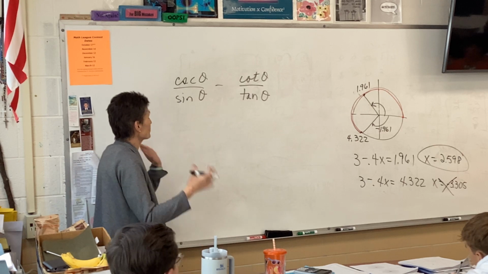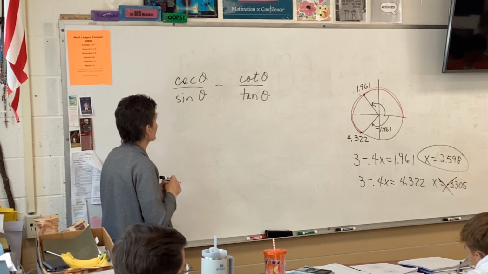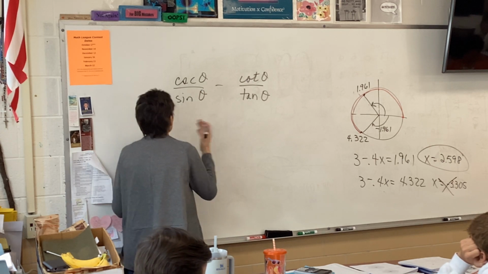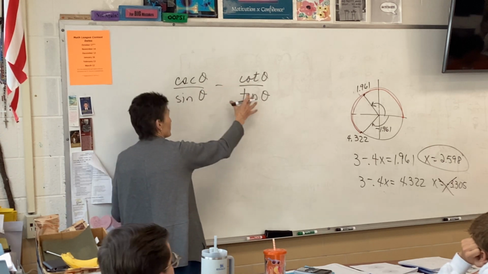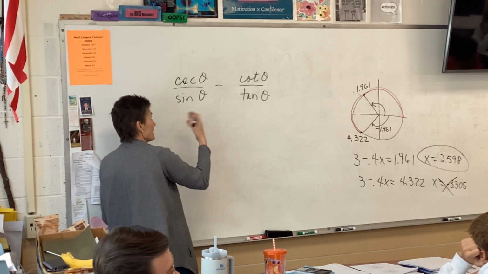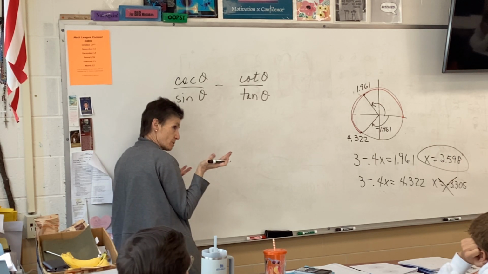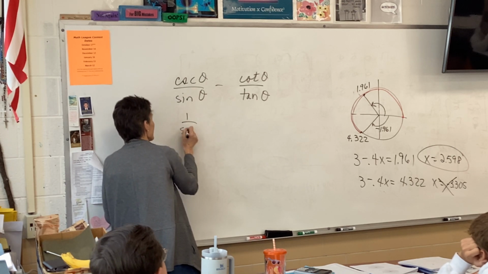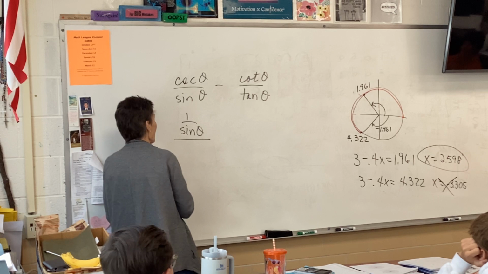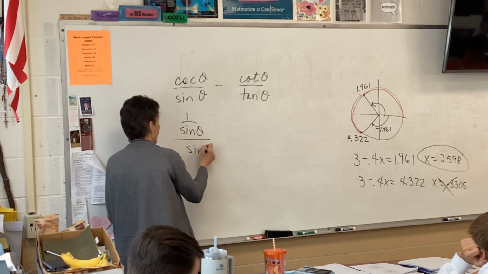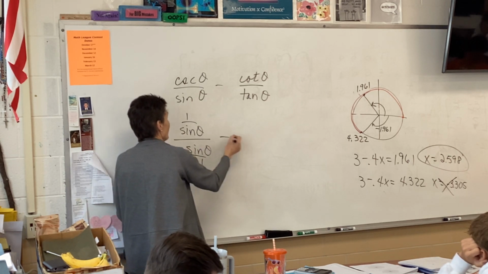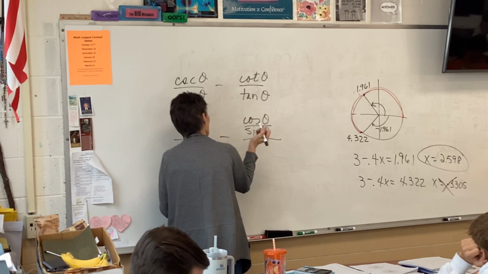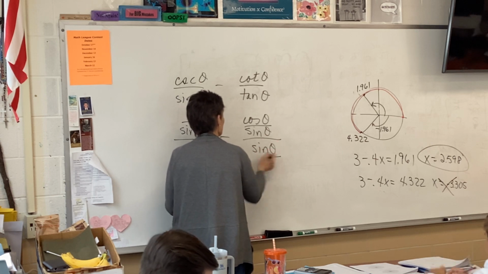Again, there are different strategies that you can use on this, but one thing you can do is, you've got a lot of different functions involved here, so we can think of them all in terms of sines and cosines if you want. That's always an option. So this would be 1 over sine divided by sine over 1 minus cosine over sine divided by sine over cosine.